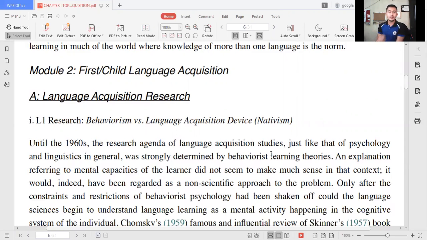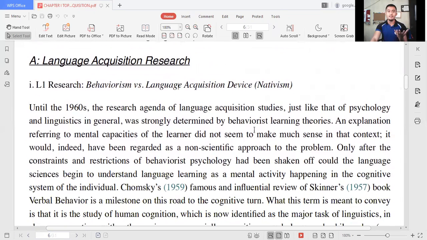An explanation referring to mental capacities of the learner did not seem to make much sense in that context. It would indeed have been regarded as a non-scientific approach to the problem. Only after the constraints and restrictions of behavioral psychology had been shaken off could the language sciences begin to understand language learning as a mental activity happening in the cognitive system of the individual.